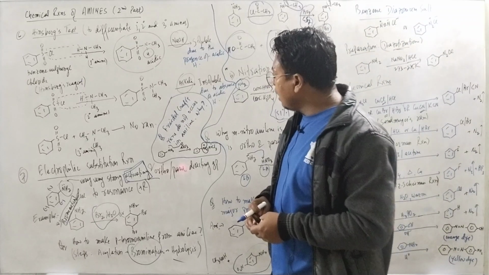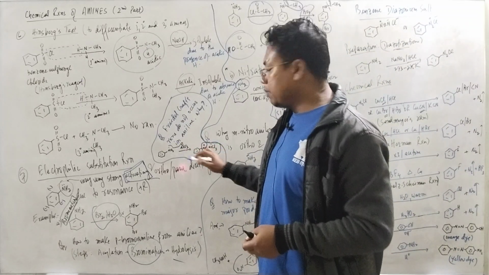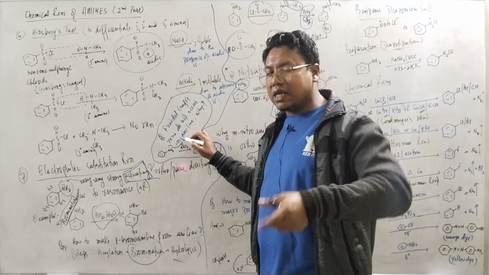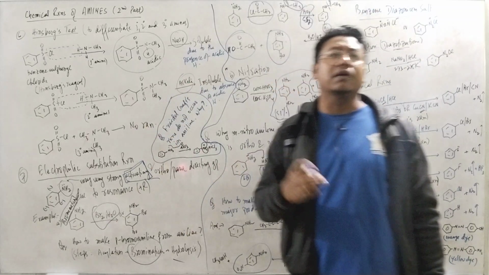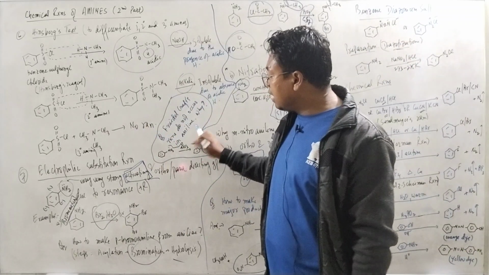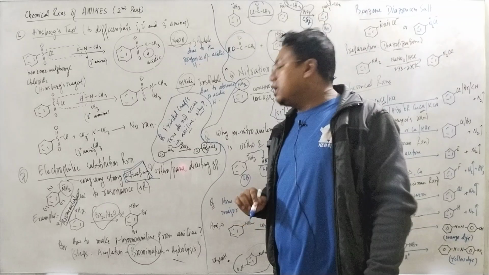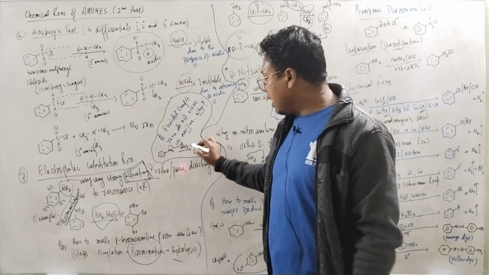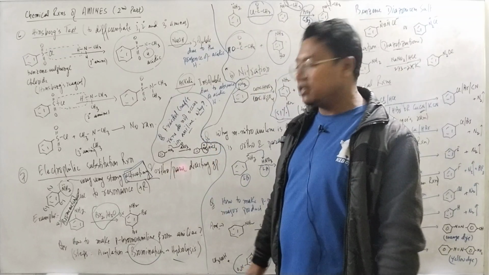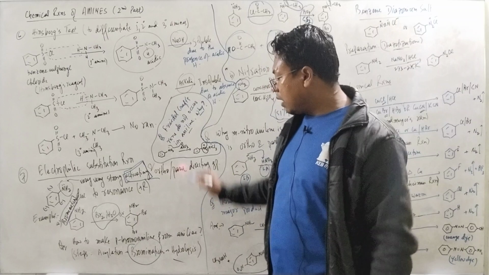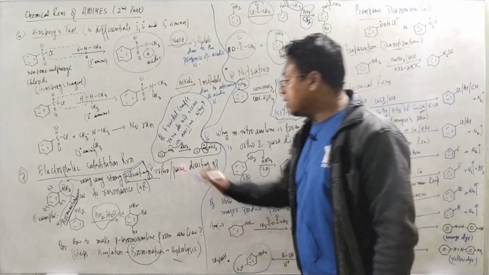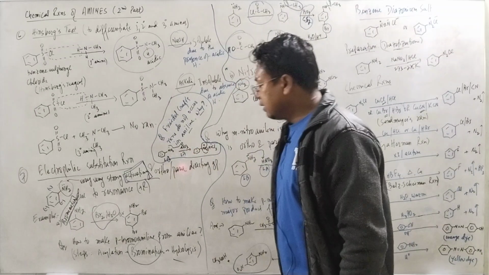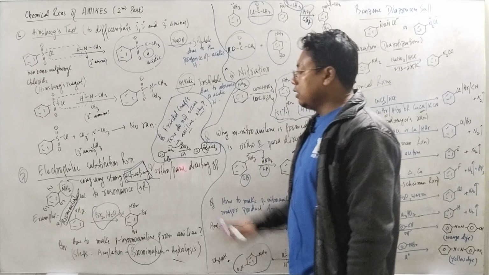Now there is again an important question which can be asked in your exam: Friedel-Crafts reactions, both alkylation and acylation. Friedel-Crafts alkylation and acylation do not occur in aniline. Why? The reason is aniline is a good Lewis base, while AlCl3 is a good Lewis acid. This is our Lewis base and this is our Lewis acid.